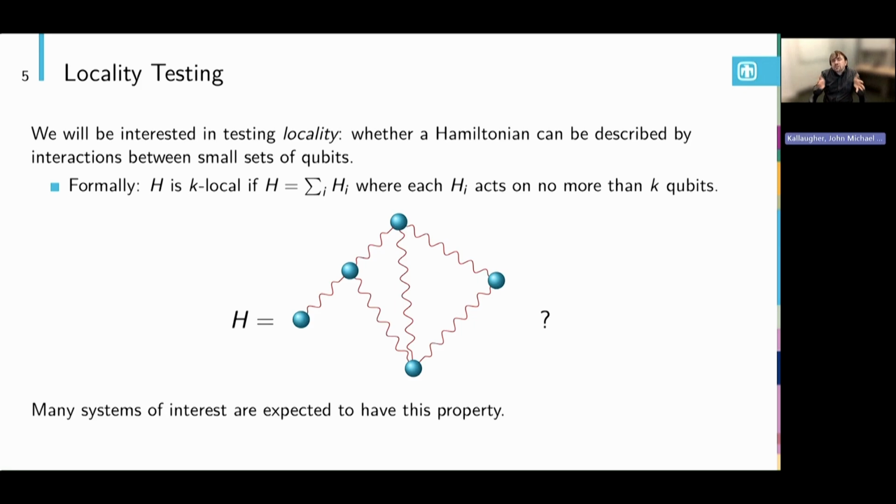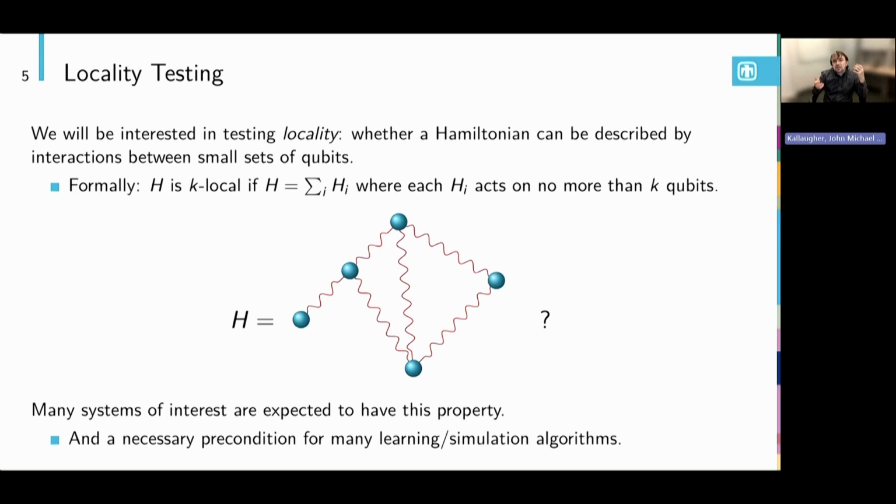Now, one reason to be interested in testing this is because many of the systems that we're interested in are ones that we expect to be local. And so a system being non-local is a sign that it is not behaving in the way that we expect. But another reason is that locality is a necessary precondition for a lot of the learning and simulation algorithms that we're interested in applying to Hamiltonians.